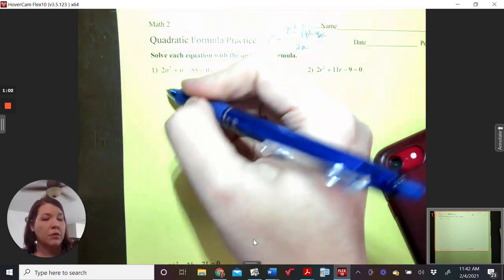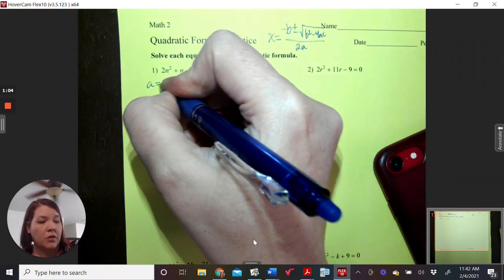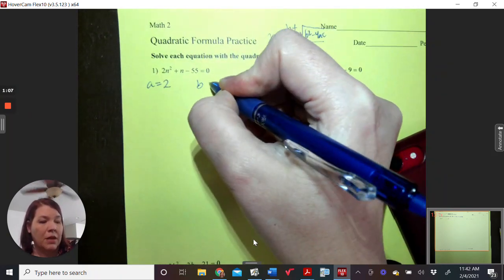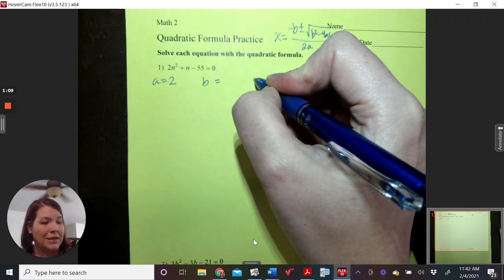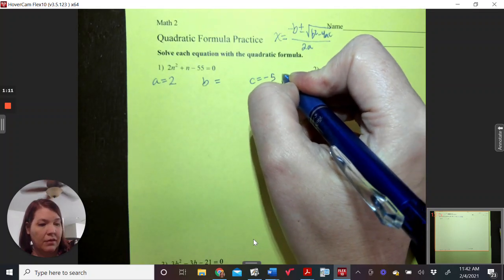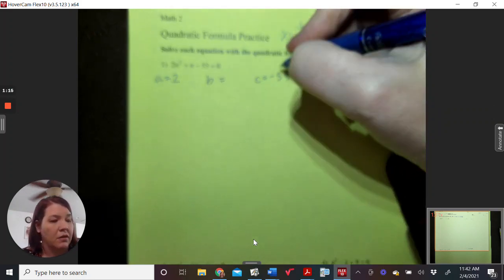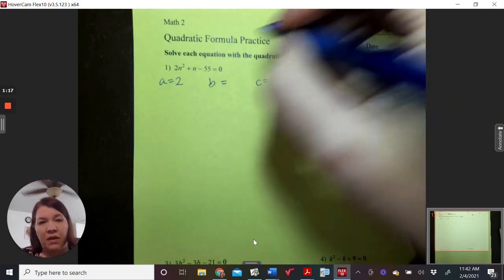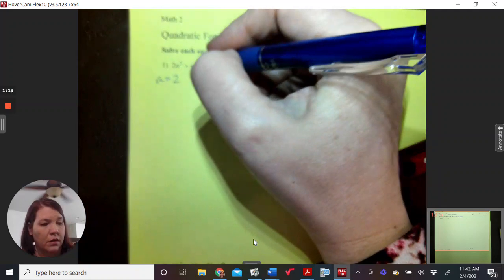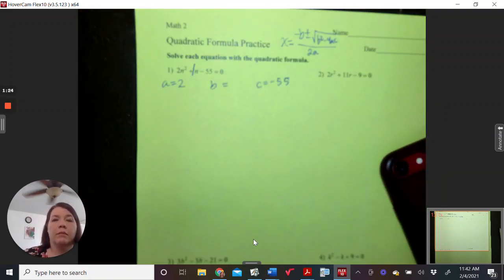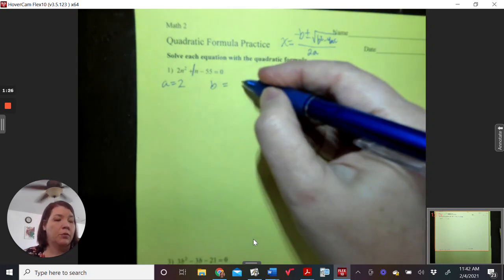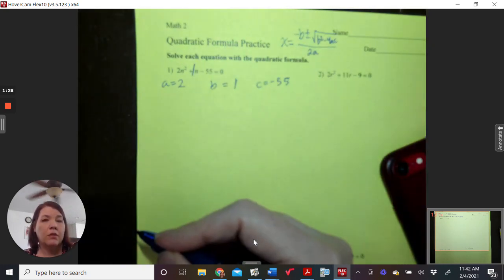So, first thing we do is identify A, B, and C. So, A is 2, B is a little tricky on this one, and C is negative 55. So I would definitely not want to try to factor this because of how big these numbers are. Negative 55, I don't want to try to factor it. B is 1. Remember, when we don't see it, there's a 1 there. So B is 1. And so let's just plug everything in.